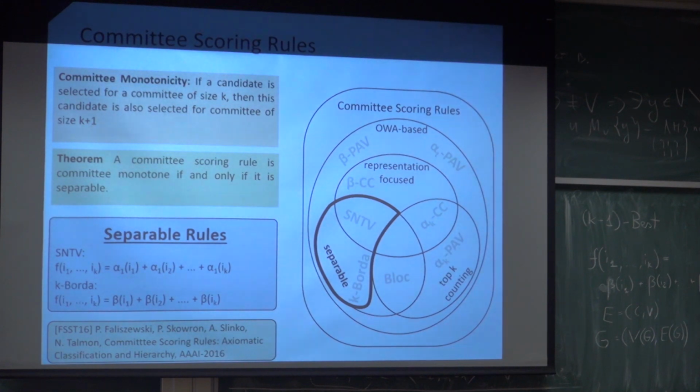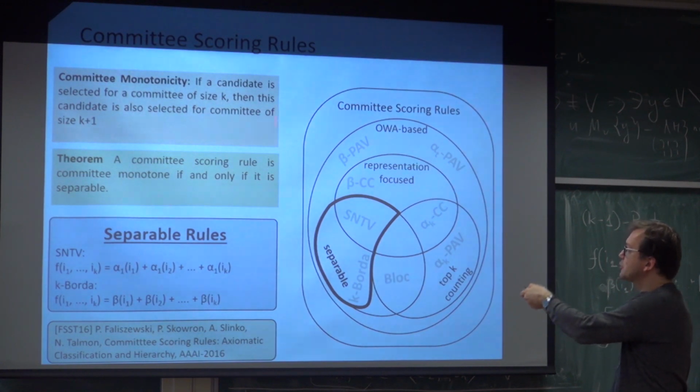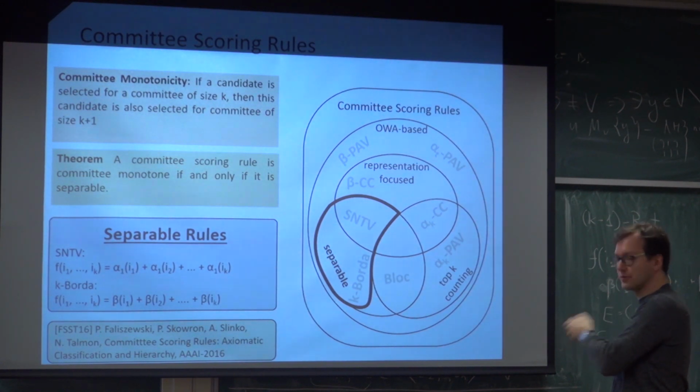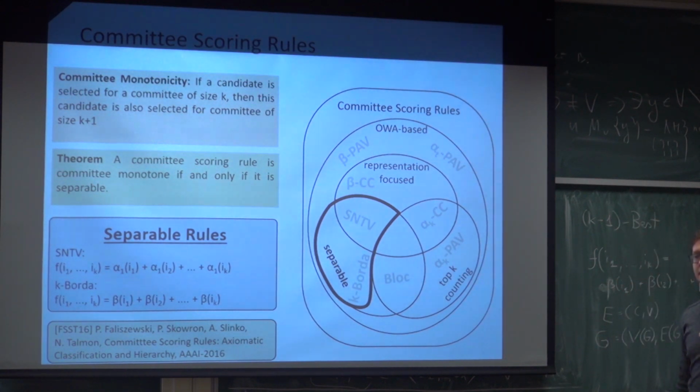On the other hand, these are separable rules, and what are we claiming? We're saying that within the class of committee scoring rules, the only rules that have the committee monotonicity property are separable rules. This is a formal theorem that is much easier to show than the consistency one, but it's still not completely trivial. And so they are committee monotone.